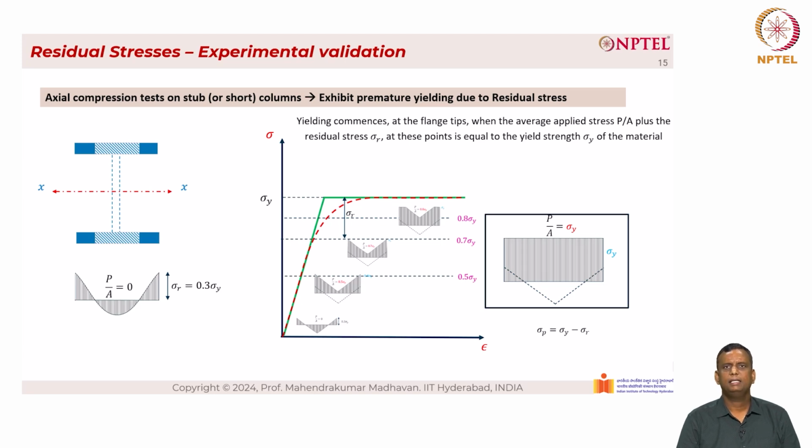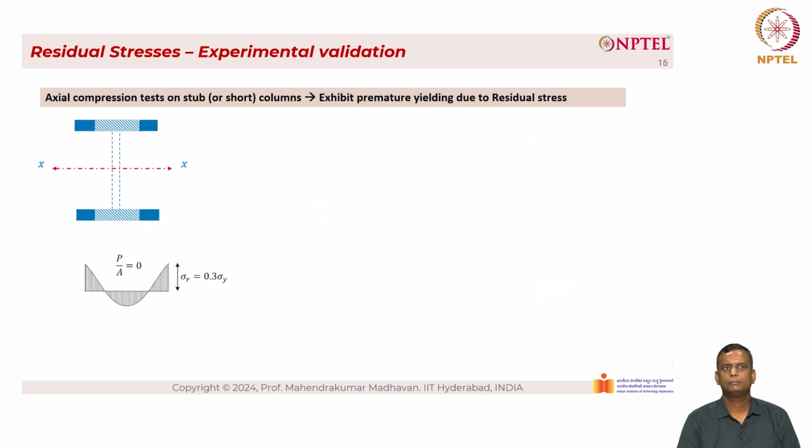So basically, yielding commences at the flange tips when the average applied stress P by A plus the residual stresses sigma R at these points is equal to the yield strength sigma Y of the material. Now, you have this residual stress pattern, which is actually parabolic in nature, and this can be approximated in a linear fashion where one triangle is on the left side and another triangle is on the right side.